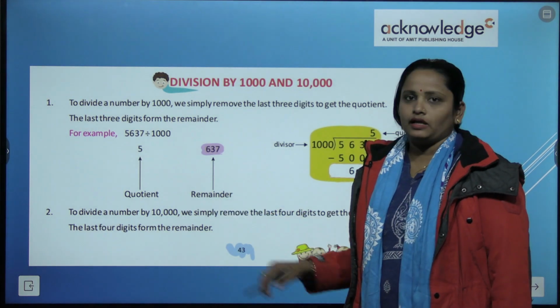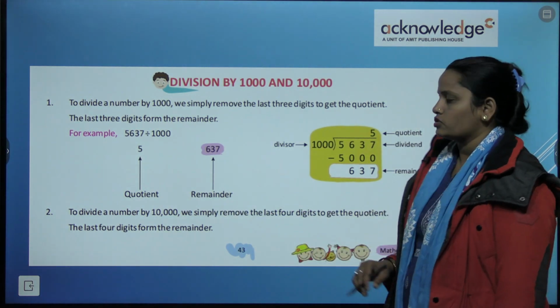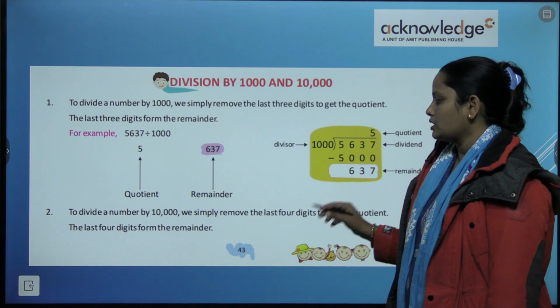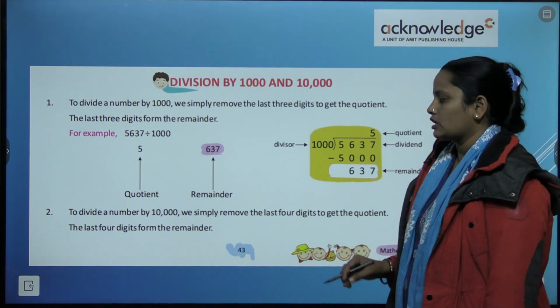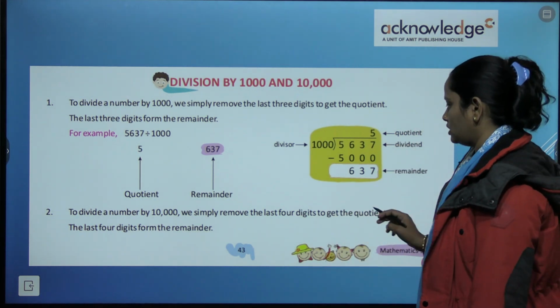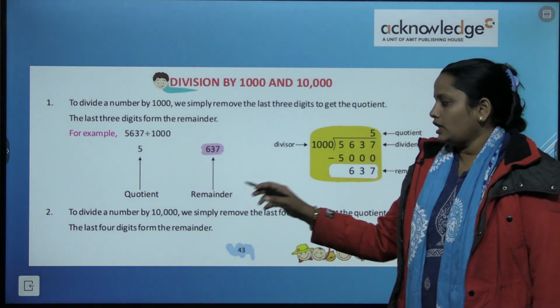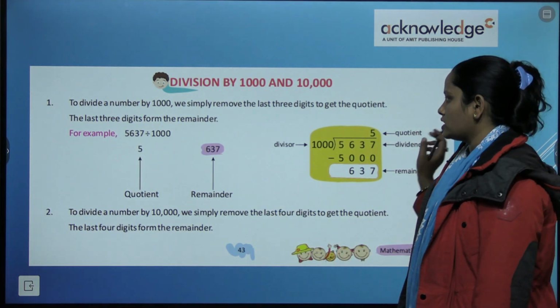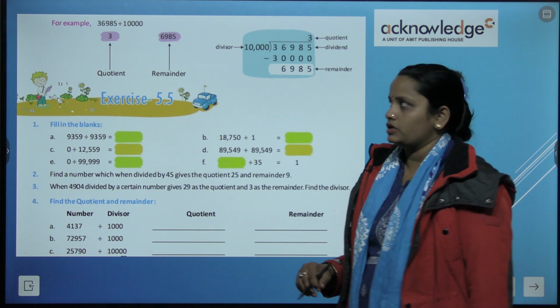टू डिवाइड अ नंबर बाय 10,000, किसी भी नंबर को 10,000 से अगर हम डिवाइड करते हैं वी सिंपली रिमूव द लास्ट 4 डिजिट्स. हम क्या करते हैं? लास्ट के 4 डिजिट्स को हटा देते हैं टू गेट द क्वेश्चन, और जो लास्ट के 4 डिजिट हैं वो रिमाइंडर बन जाते हैं.